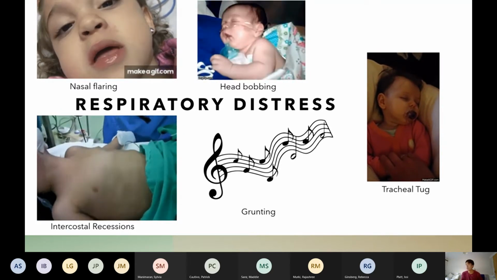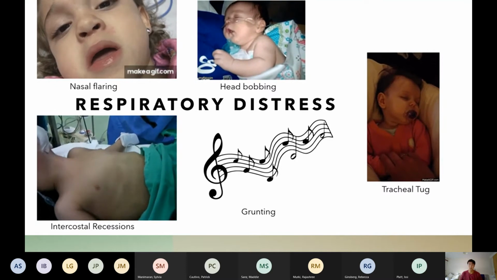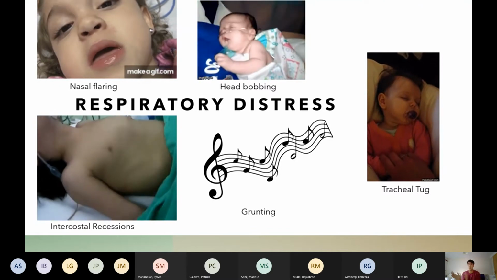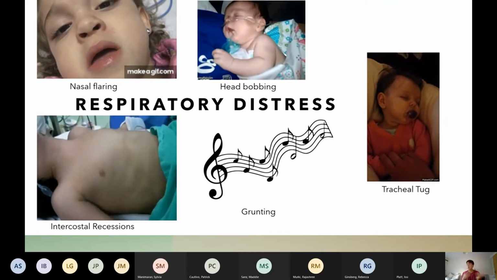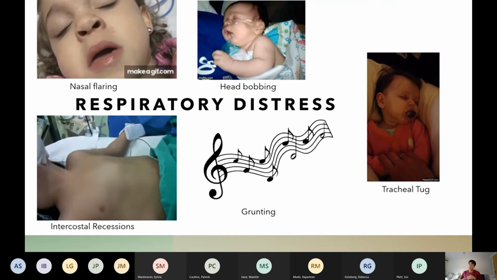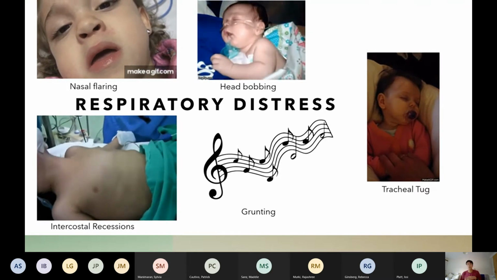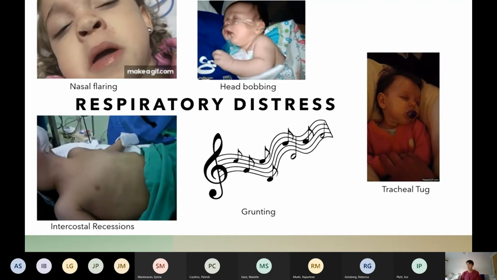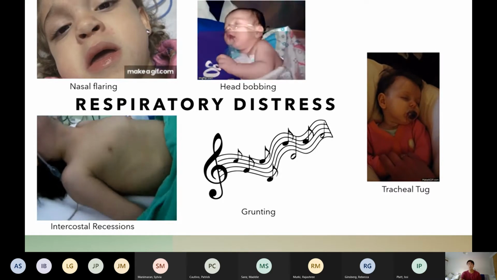So I wouldn't extensively ask about every one of these in the history. This was more just as a diversion, so you know the signs of respiratory distress. I would tend to say, when your baby's been breathing, have you seen a gap between their ribs, or have you seen flaring of their nostrils? And then that's usually enough.